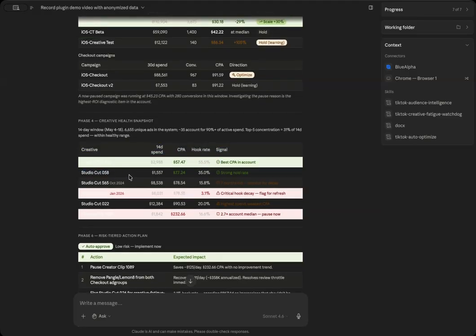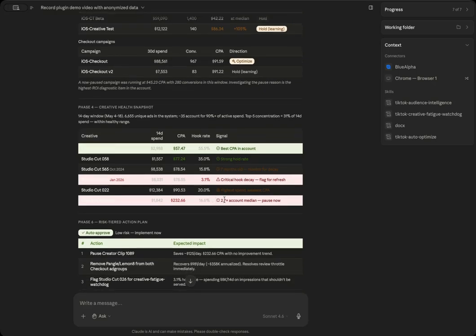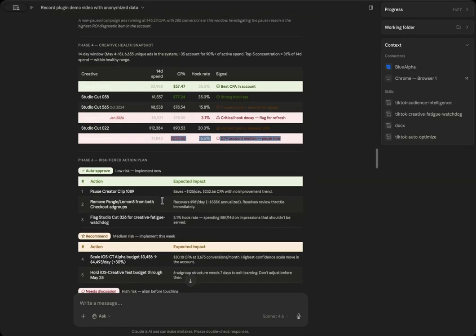Then we also have the studio cut, which has a strong hold rate. And then we have studio cut 565, which looks like it's about 7 months old. We should potentially monitor this for decay. And then we're definitely seeing critical hook decay on the studio cut 026 with a hook rate of only 3.1%. So we should flag this for refresh, as well as creative clip 1089, which has an extremely high CPA, around 2.7x the account median. We should definitely pause this now.